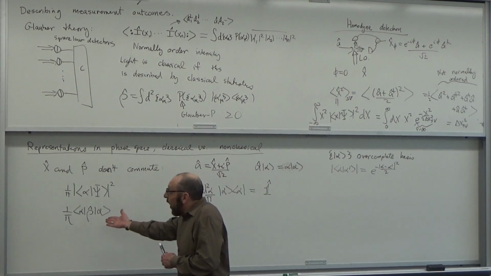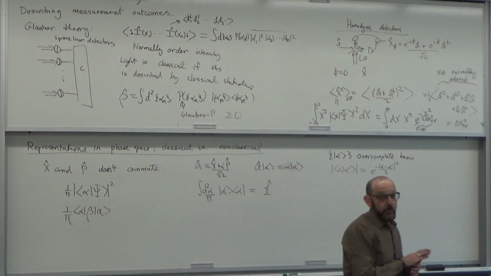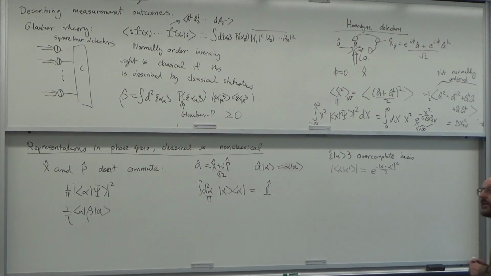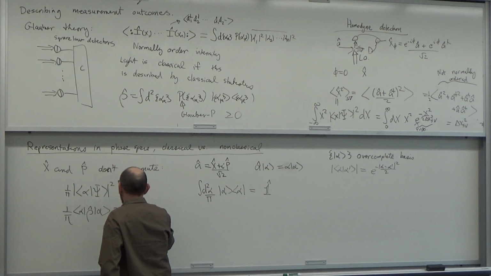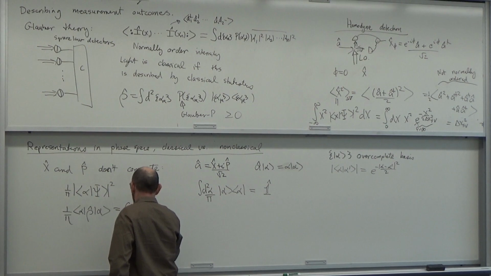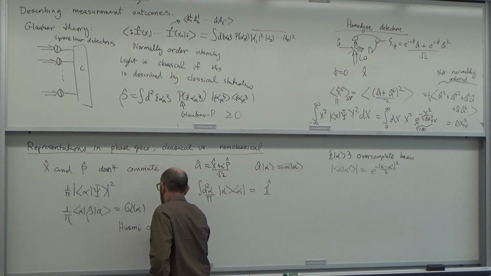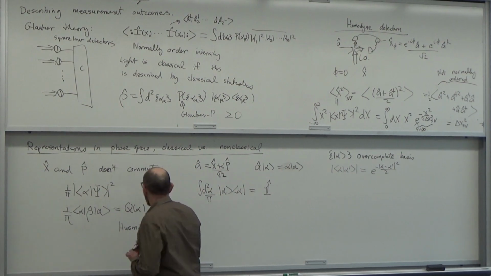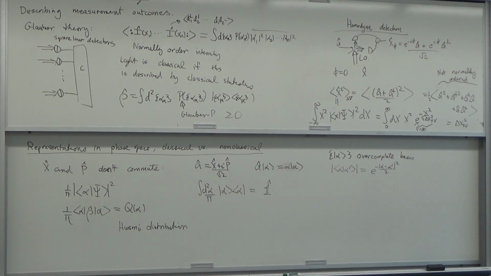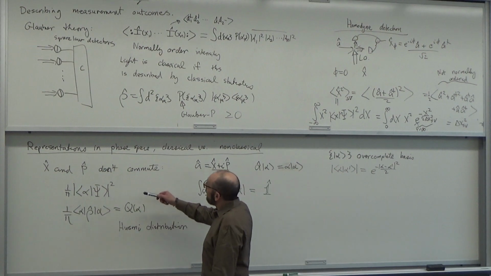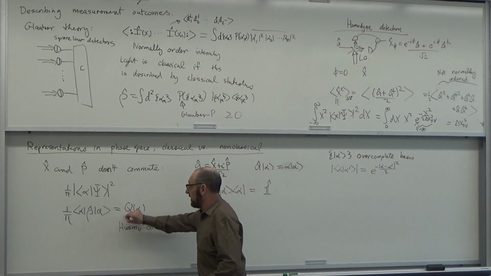This one is an honest-to-God probability distribution everywhere, because it's always positive. It has a name. This is known as the Husimi representation, or the Q function. Husimi wrote this down first in a completely different context outside of quantum optics, but it's a perfectly good representation. Now we have the Husimi distribution. That's a perfectly good probability distribution.